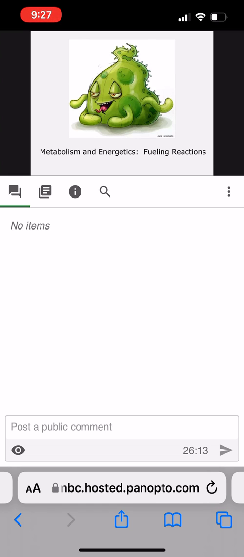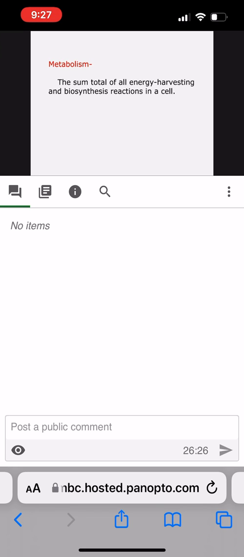Okay, so we're going to spend time talking about fueling reactions, metabolism, and energetics for today, and mostly the 2 lectures for next week, Tuesday and Thursday. So metabolism, your book defines this as the sum total of all reactions in the cell, both the energy harvesting and the biosynthesis reactions.